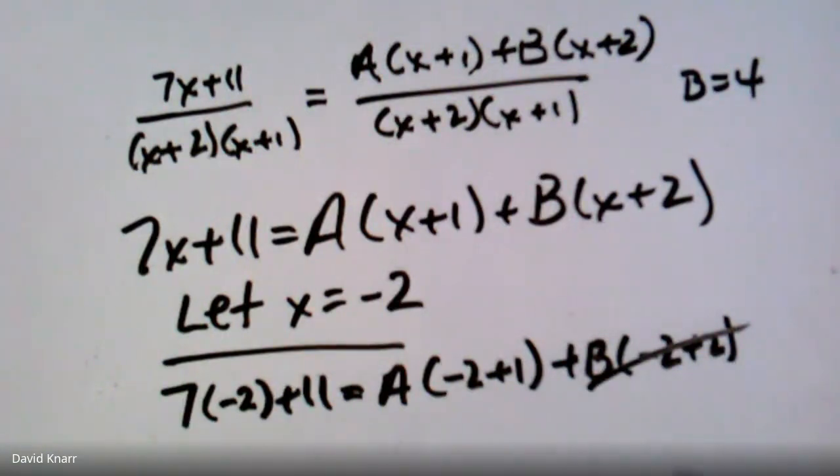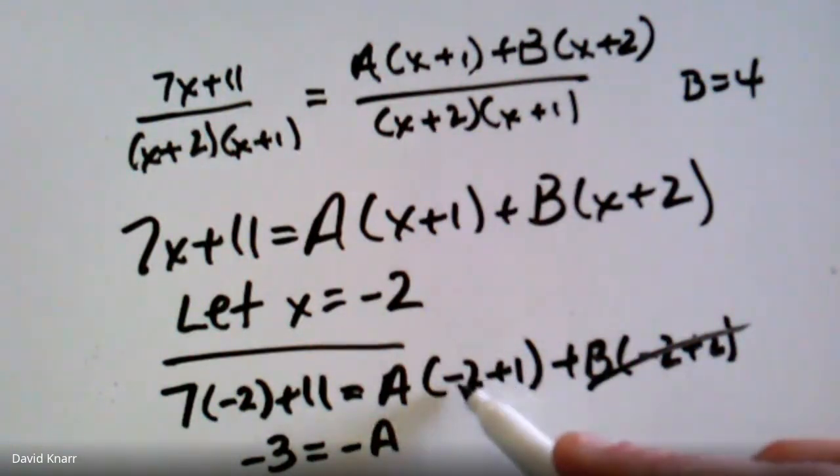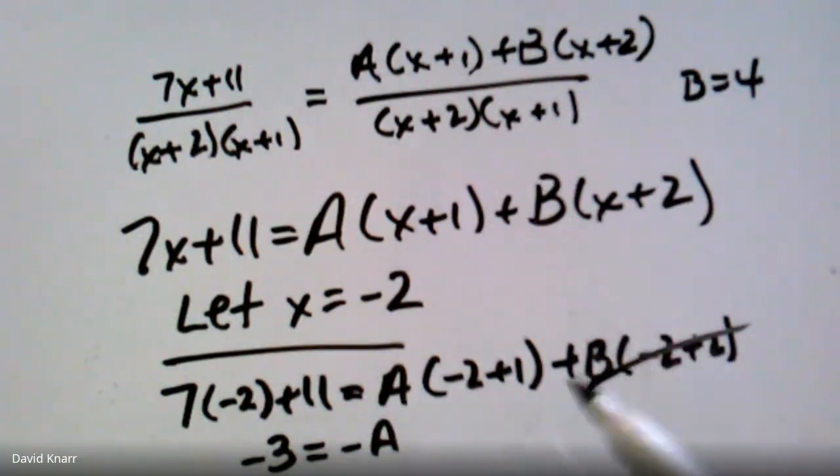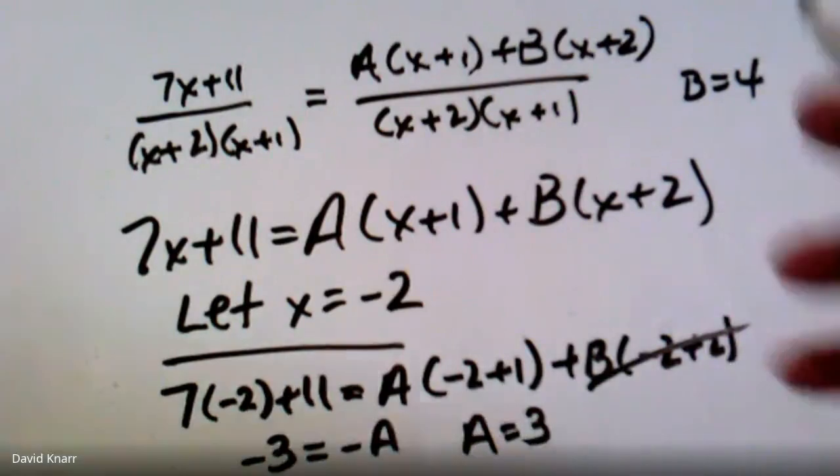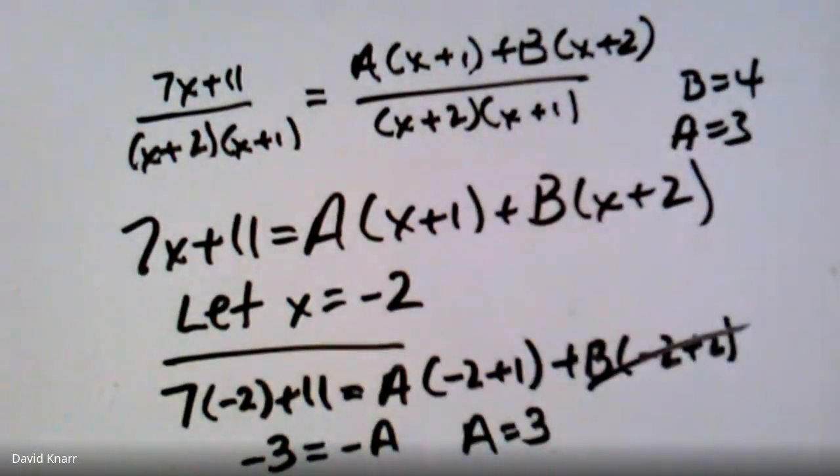So that's gone. So now I have negative 14 plus 11 is negative 3 equals negative a, right? Negative 2 plus 1 is negative 1. Negative 1 times a is negative a. So negative 3 equals negative a. So a equals 3. So now I know a equals 3. Okay, there's my b, there's my a. That's what I need to finish this problem.